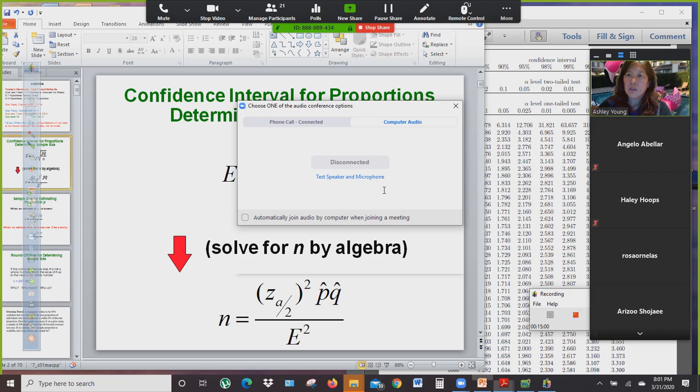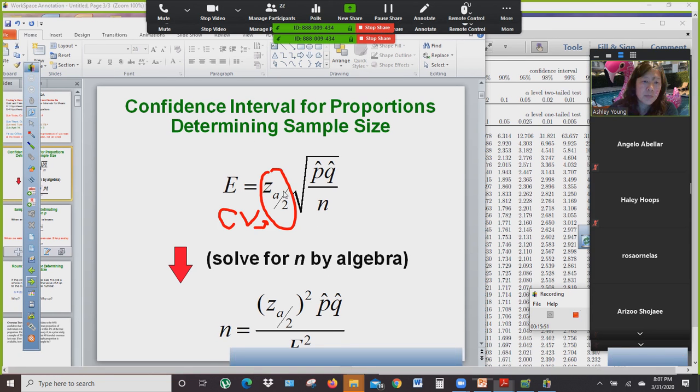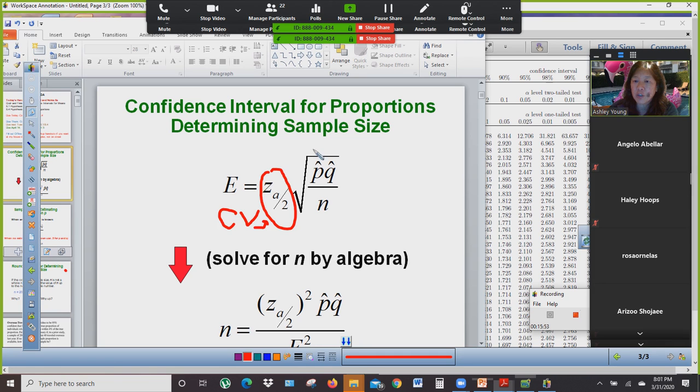And I would not do the computer audio. I do the phone call. You dial into this number, and it gives you the meeting ID and your participant number, and then you can just connect with your phone for the audio portion. That makes life so much easier. It makes things smoother. Okay, so back to this part here.